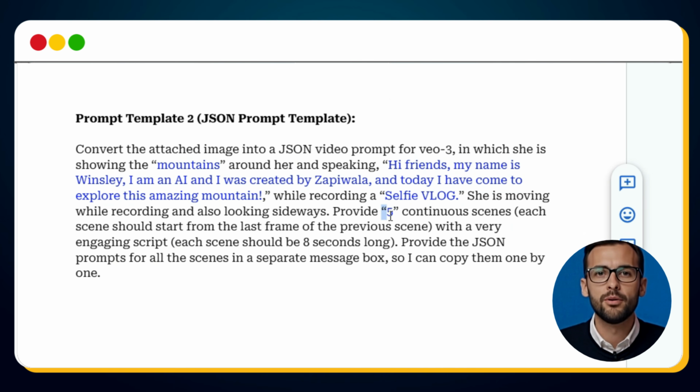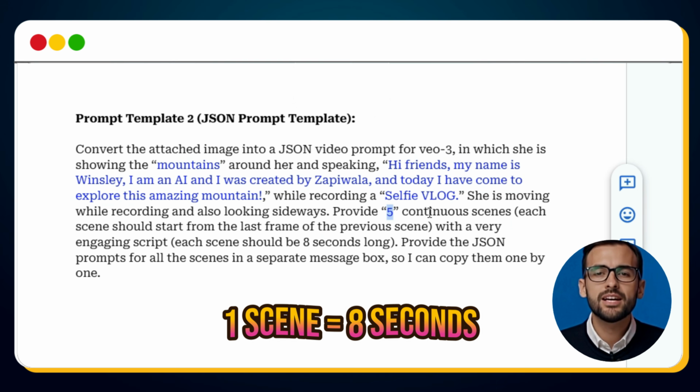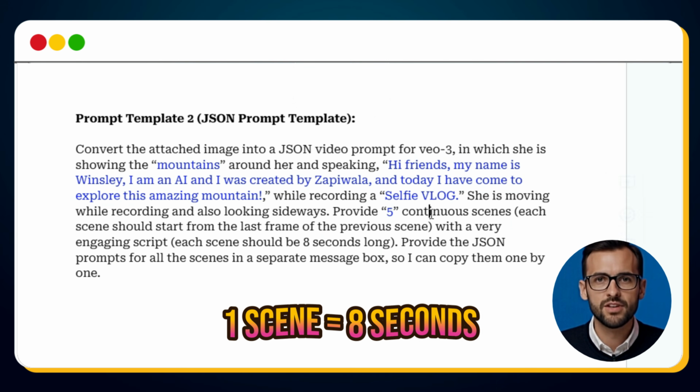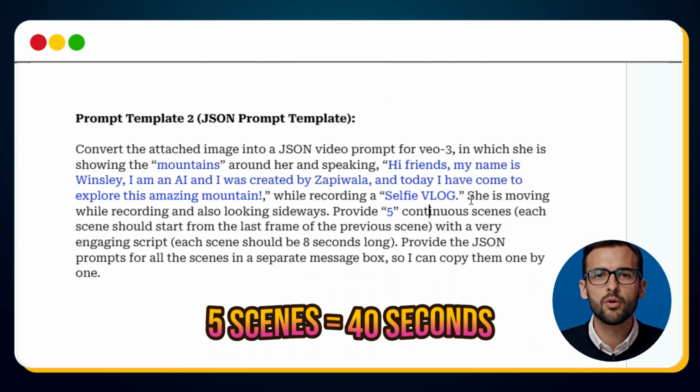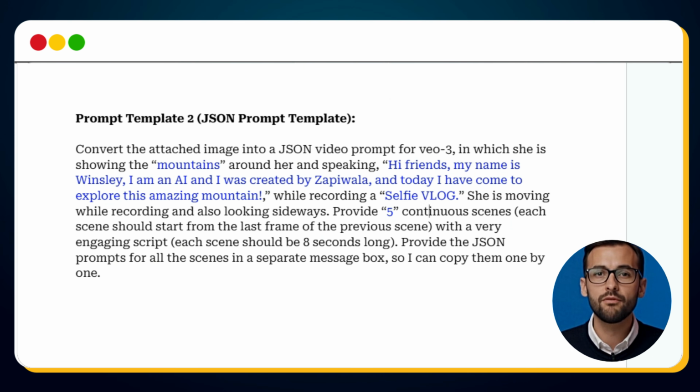Then, you'll see a number. I've entered 5 here. That means I want 5 continuous scenes for this mountain vlog. Why 5? Because each scene can create up to 8 seconds of video, and with 5 scenes, we'll have around 40 seconds of content. Of course, you can add more scenes if you want a longer video.